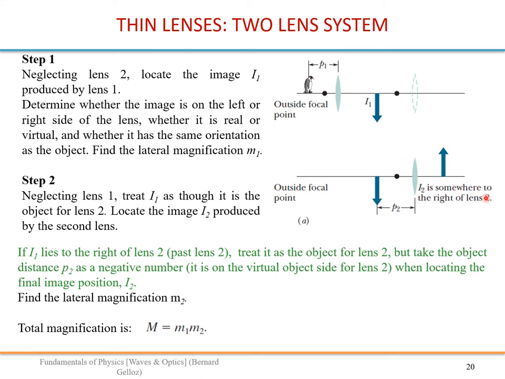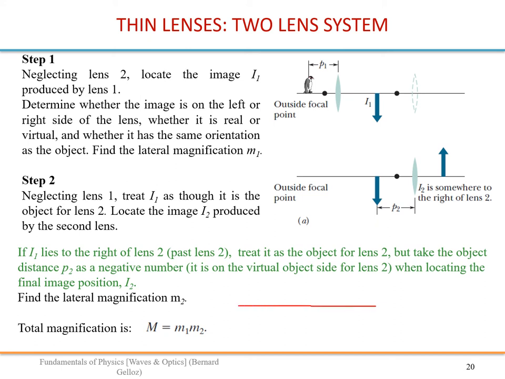Alright. So this example is very simple. The first image is real here, and it is on the left side of the second lens. So it is very easy. This is just considered another object, and you have finally the final image, which is inverted compared to this one and real. So this is easy. Now you may have a problem. I'm going to show you what kind of problem you may have.